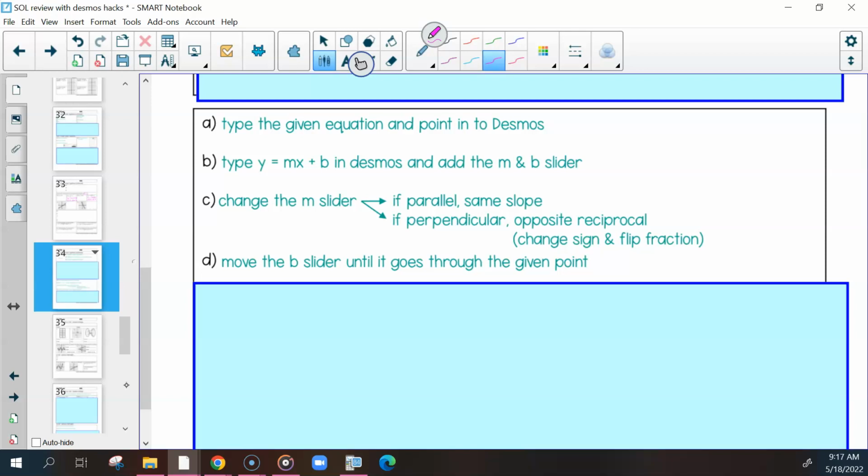Could you pick one. 33. One, two, three, four, five.